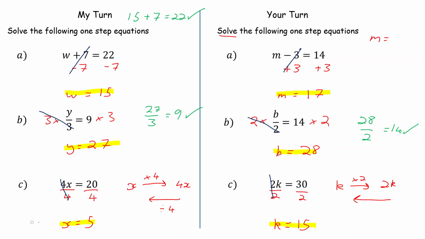And we can check our work again. Let's check it in green. Let's get rid of this. What is 2 times 15? It is 30. Yeah, 2 times 15 equals 30. Good. We've checked our answers.